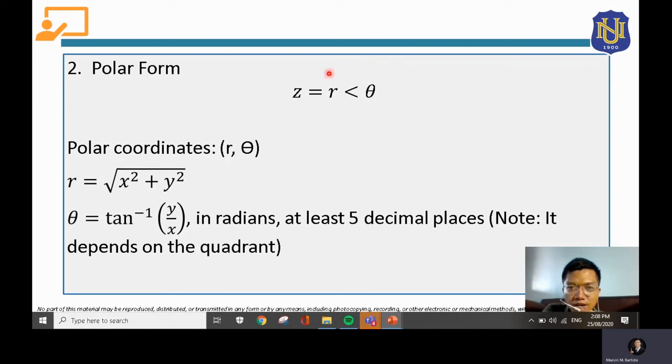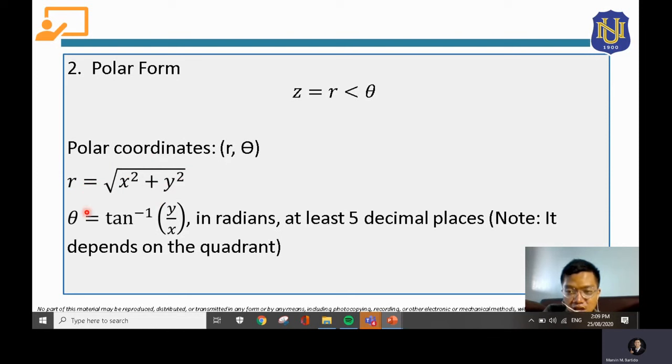To solve for r, that is again the magnitude or modulus of z, it can be represented by r. That will be equal to the square root of x squared plus y squared, wherein x is the real part and y is the imaginary part. So that's how you solve the magnitude or modulus of z, which is r.